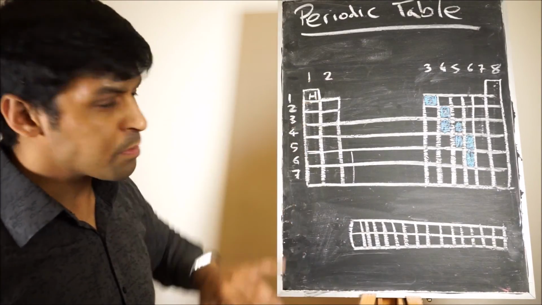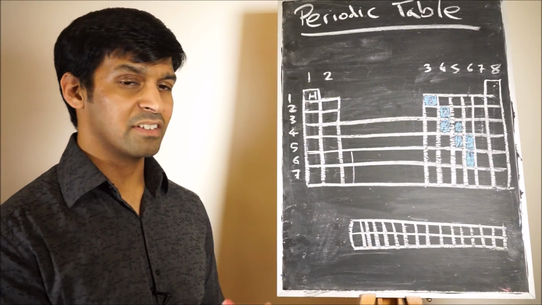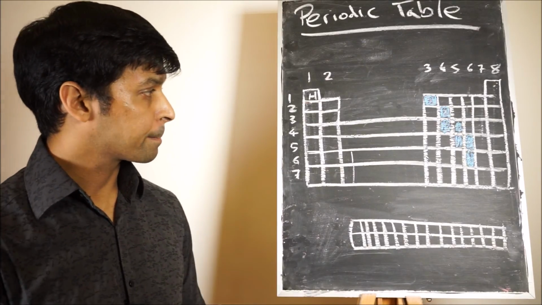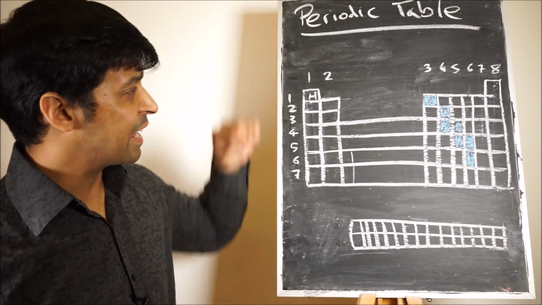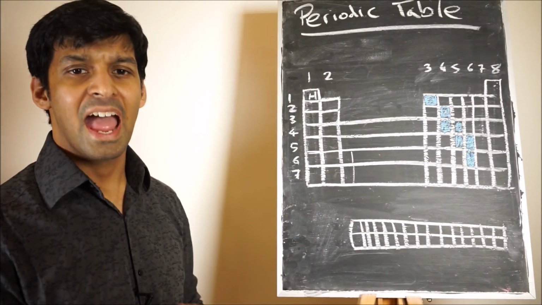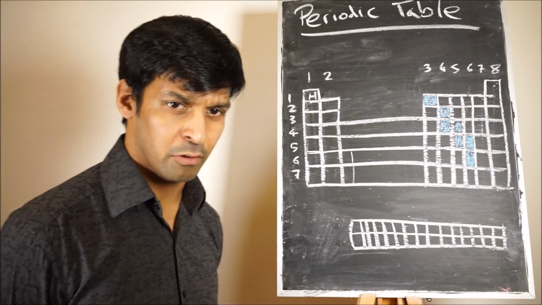Okay? Group number 2, they're called the alkali earth metals, and their reactivity is similar to the alkali metals. The only difference being is that they're in group 2, which means they've got 2 electrons on the outer shell, and these 2 electrons, they are lost to form a +2 ion.